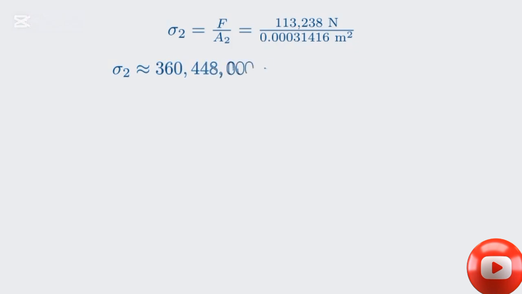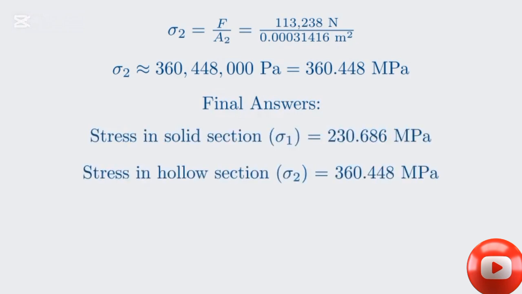Finally, we can calculate the stress in the lower hollow section. The stress sigma 2 is the force F, which is 113,238 newtons, divided by the area A2, which is 0.000311416 square meters. Let's perform the division. Sigma 2 is approximately 360,448,000 pascals. Converting this to megapascals, we get 360.448 megapascals. As expected, this stress is higher than the stress in the upper section. Why? Because the force is distributed over a smaller cross-sectional area, leading to a greater concentration of stress. The stress in the upper solid section is 230.686 megapascals. The stress in the lower hollow section is 360.448 megapascals. These are our final answers, which again match the provided memo.